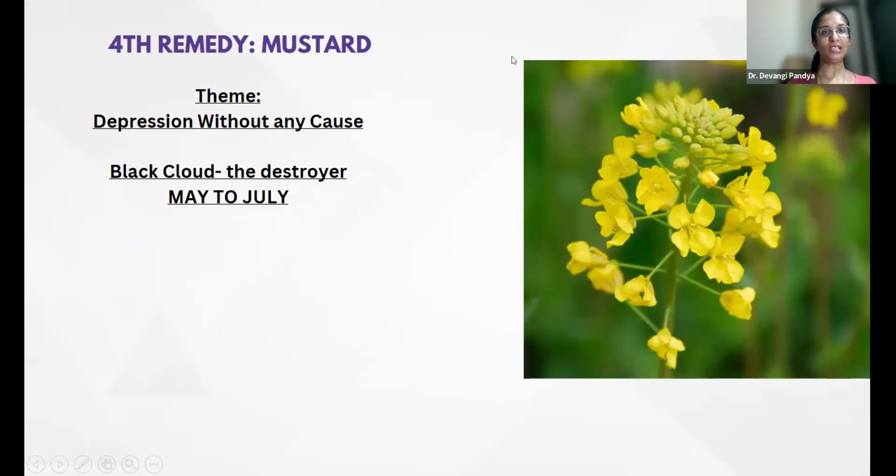Now the next remedy is mustard. Here the theme is depression without any cause. The state of depression, but it is causeless.